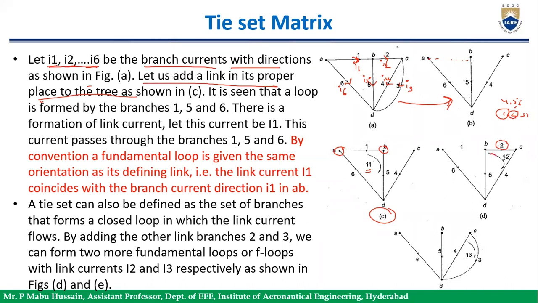Now here you are getting another loop, which is a fundamental loop. Let us assume that the current flowing through this loop is I2. Now with link 3, suppose you join link 3 between C and D here, you are getting another loop, and let us assume that the current flowing through this is I3. After adding the link, there is a formation of link current, or you can call it loop current. In each loop, we are calling them I1, I2, and I3.